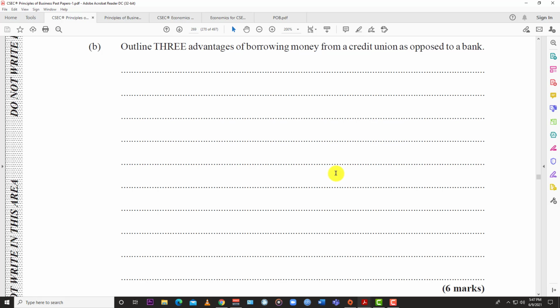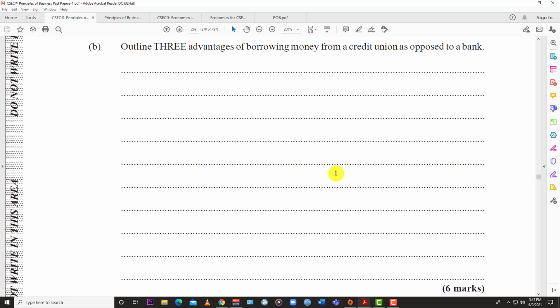Sometimes it's small, so you might know everybody, and that kind of business relation is a little bit better than if you go to a commercial bank. So those are some of the advantages you get when you choose to go to a credit union over a bank when you want to get your borrowing, your loans.